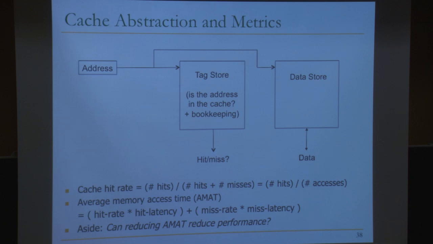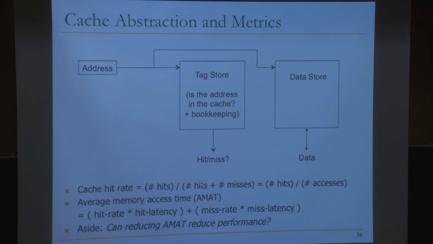Is this location written to? That's a dirty bit. And you may not need it in all kinds of caches, and we'll see that. So the main function of the tag store is to answer the question: is the block that I'm accessing at this address in the cache or not in the cache, hit or miss?